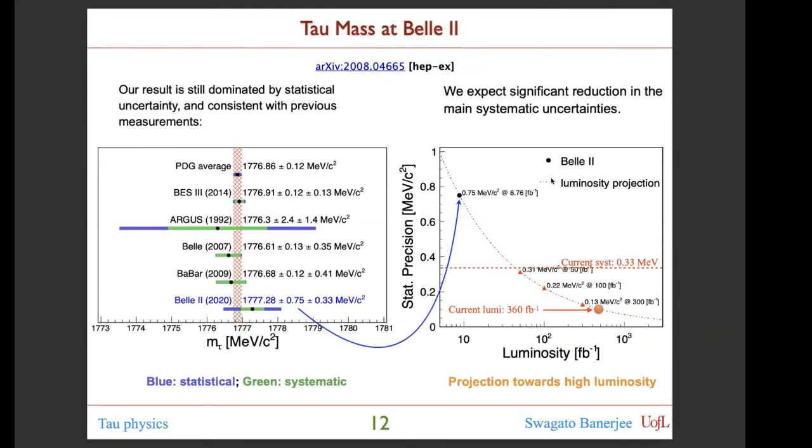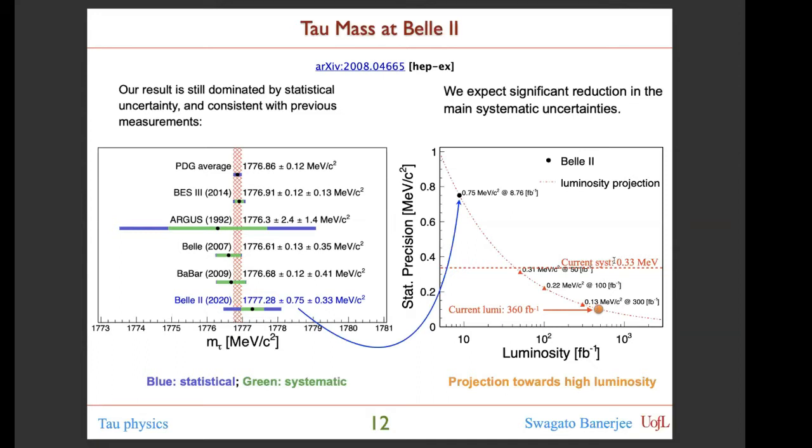The present status of the measurement with only about 8 femtobarn inverse of data at Belle 2 is shown here. This gives a statistical precision of 0.75 MeV and a systematic of 0.33 MeV. The statistical precision is already improved by the current state of the data taking, which has now 360 femtobarn inverse of data. So that is almost comparable to the world precision.